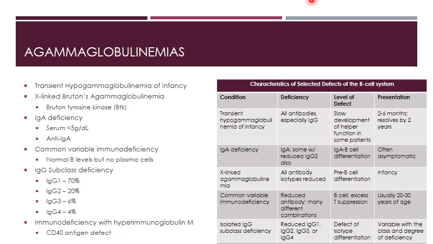Now, the subclasses are moderately specific. If you remember, classes 1 and 3 are generally directed against protein antigens, whereas classes 2 and 4 are generally directed against carbohydrate antigens. Now, that's not a hard and fast rule. Again, it's a generalization, but we do see some correlation. So if you have IgG1 and 3 deficiencies, you'll probably see an increased susceptibility to protein antigens, like toxins.